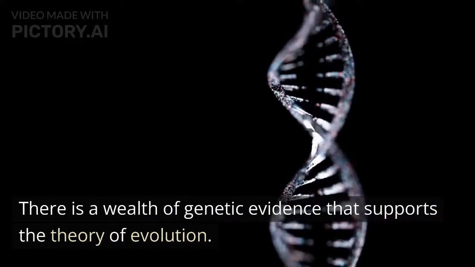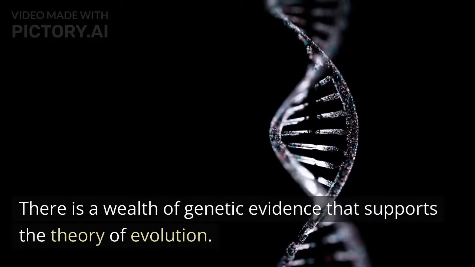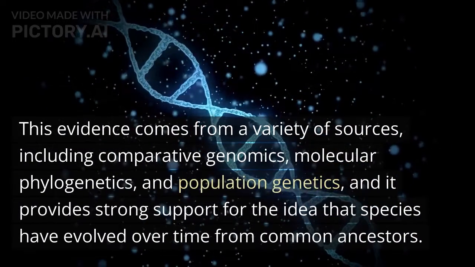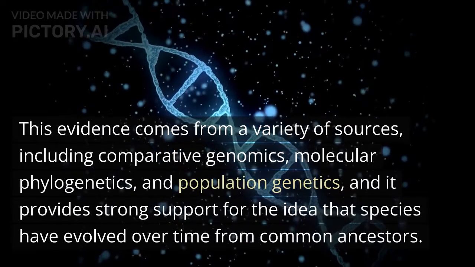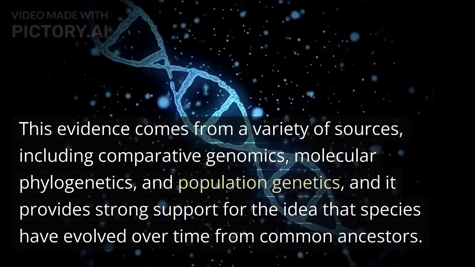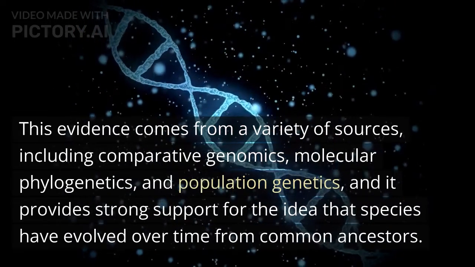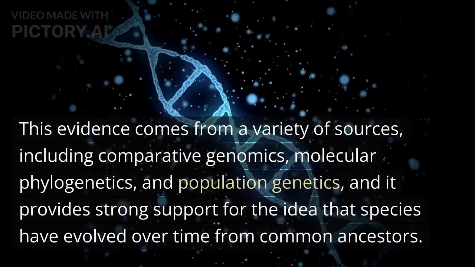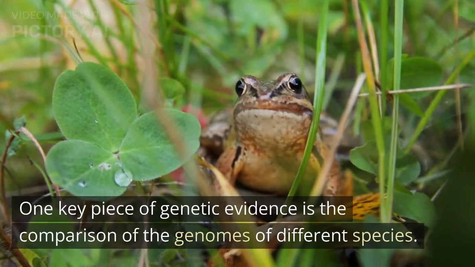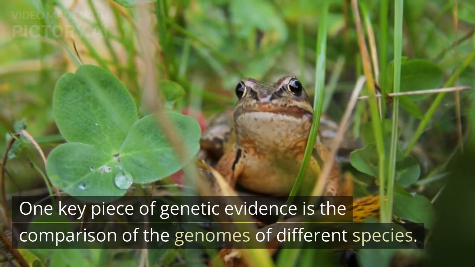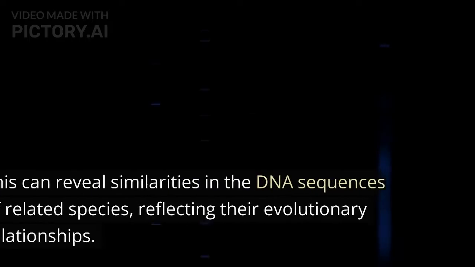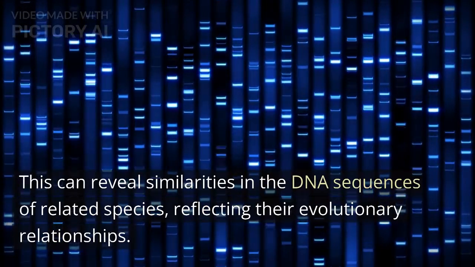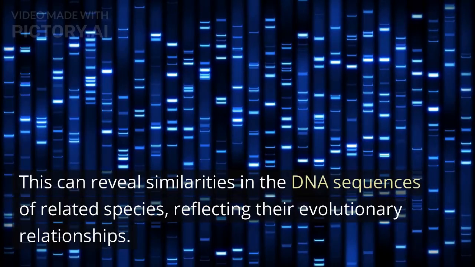There is a wealth of genetic evidence that supports the theory of evolution. This evidence comes from a variety of sources, including comparative genomics, molecular phylogenetics, and population genetics, and it provides strong support for the idea that species have evolved over time from common ancestors. One key piece of genetic evidence is the comparison of the genomes of different species. This can reveal similarities in the DNA sequences of related species, reflecting their evolutionary relationships.